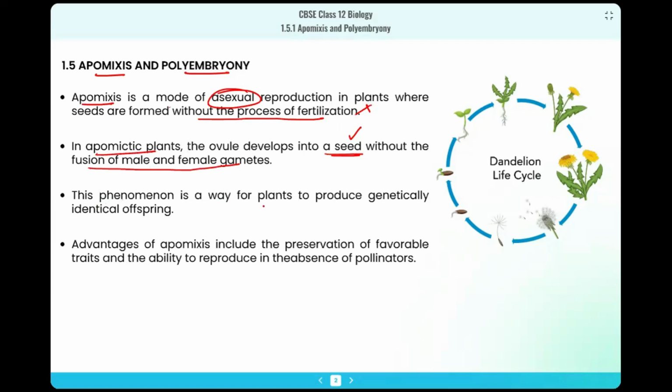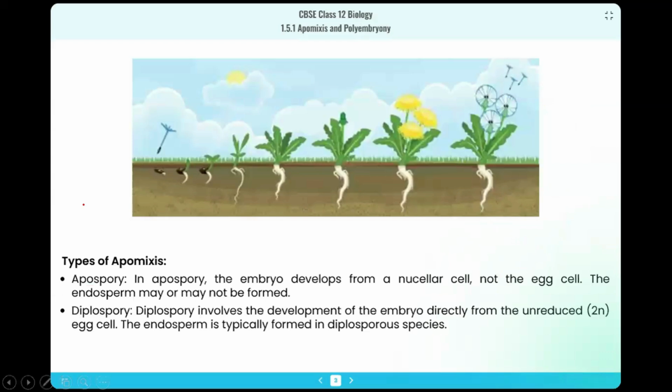Now, this phenomenon is a way for plants to produce genetically identical offspring. The advantages of apomixis include the preservation of favorable traits and the ability to reproduce in the absence of pollinators. So, now let's move to two terms, apospory and diplospory. In apospory, the embryo develops from a nucellar cell, not the egg cell. The endosperm may or may not be formed. Diplospory involves the development of the embryo directly from an unreduced egg cell, that is a diploid egg cell, and the endosperm is typically formed in diplosporous species.